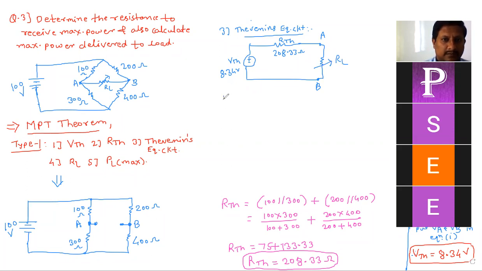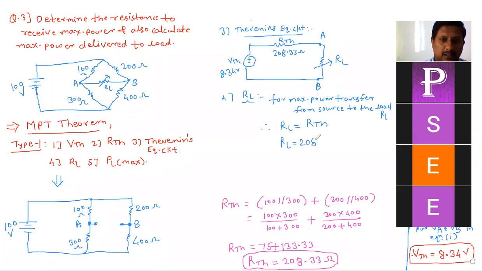Now next, fourth one, RL value. So for maximum power transfer from source to the load, load resistor RL, the condition is RL must be equal to RTH. So RL is equal to 208.33 ohm. That will be the answer of RL. म्हणजे तुमचं ह्या क्वेश्चनचं आन्सर आलं. Resistance to receive the maximum power. Okay, this we have calculated.